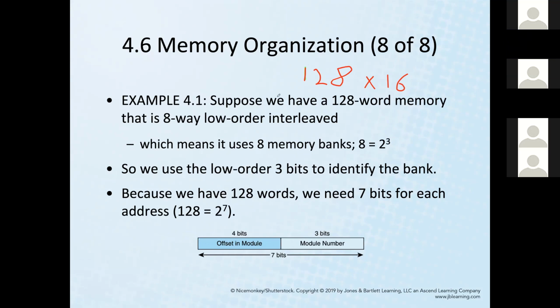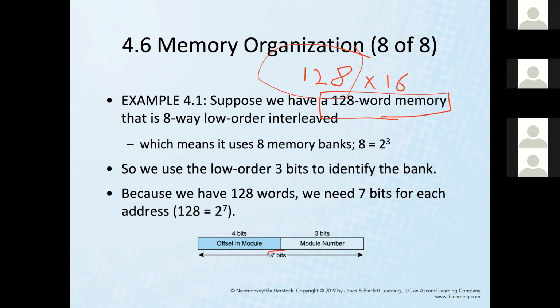At this moment, I have a question. How many address lines do we need to select one of these 128 words? Again, send me your answers. Most of you gave the correct answer. We need 7 because 2 to the power of 7 is 128. So at this moment, we know that the address line is 7 bits.